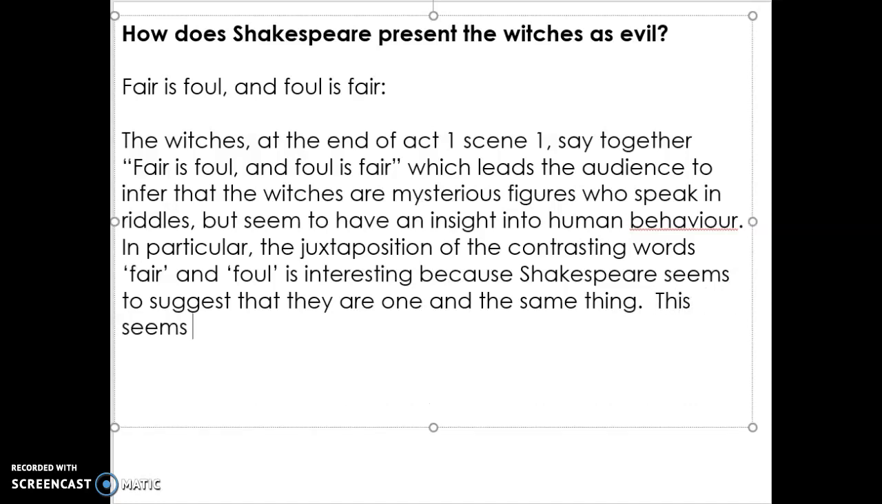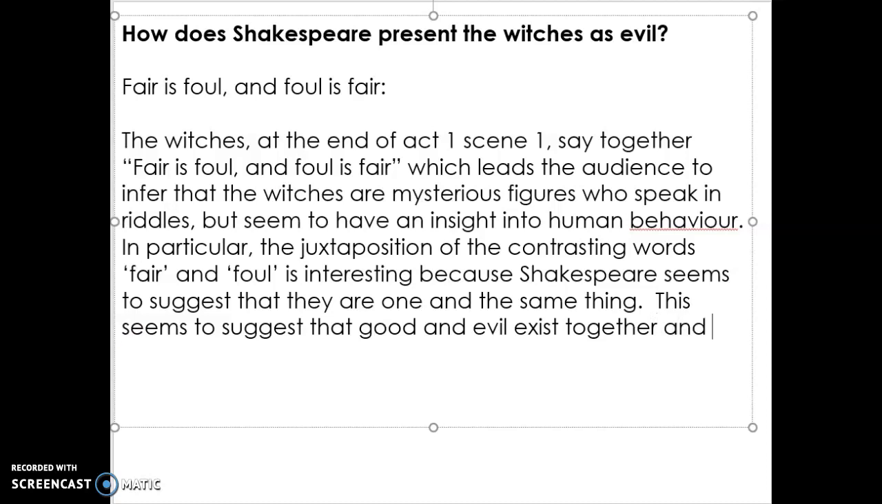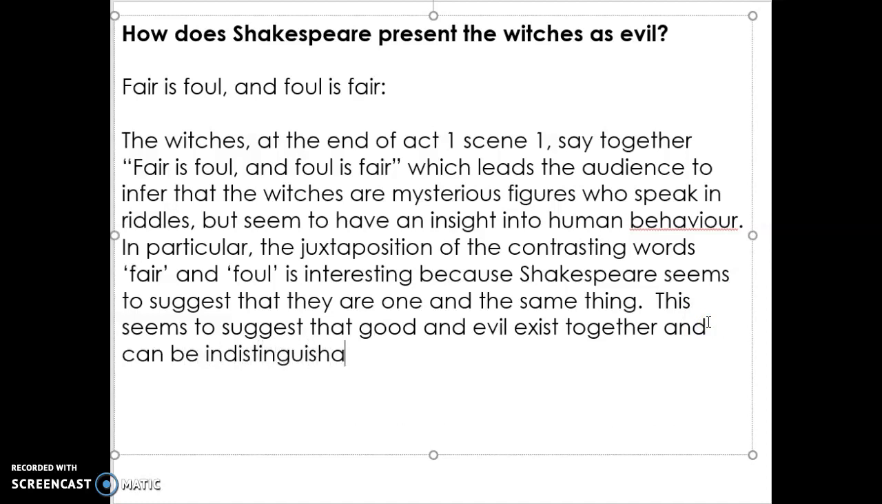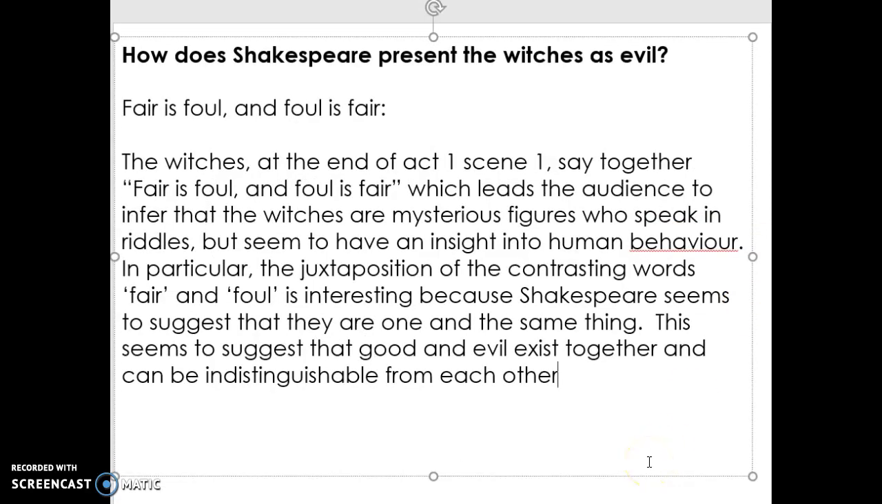This seems to suggest that good and evil exist together and can be indistinguishable from each other. Now, indistinguishable just means you can't tell them apart. Okay, so it's quite complex ideas we're writing about.